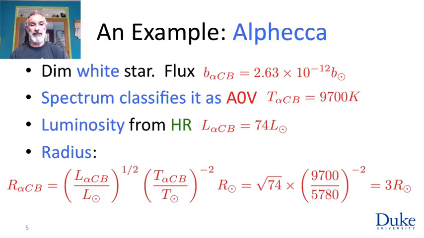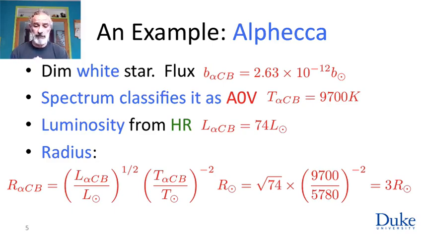Let's try to understand the star Alphakka. This is Alpha Coronae Borealis, and it's a whitish star. It's not the brightest star in the sky, but it's a bright one. In fact, we can measure its flux. A photometric measurement tells us that the brightness of Alphakka is 2.6 times 10 to the minus 12 times the solar luminosity. We look at its spectral lines, and we can measure its temperature. Its temperature is 9,700 Kelvin.